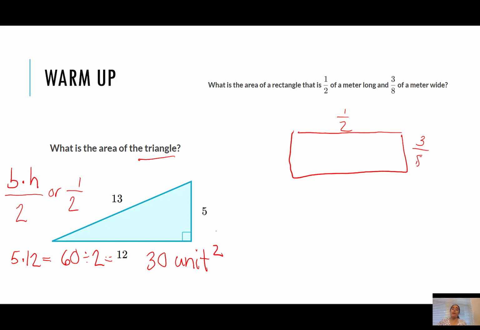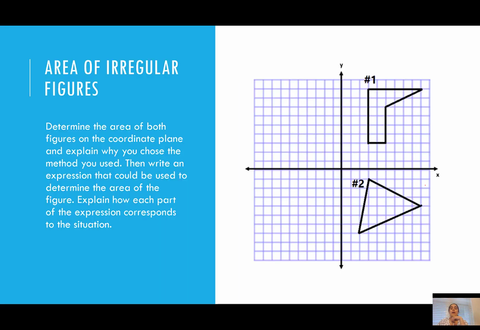So this triangle has an area of 30 units squared. How do I find the area of a rectangle? I'm multiplying the length times the width. I did it with fractions. 1/2 times 3/8 gives me 3/16 meters squared.